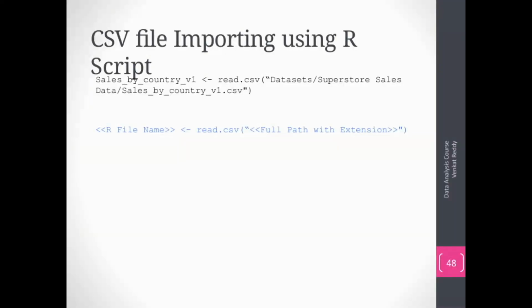The key point here is that reading CSV files in R is straightforward with the read CSV function. It's a versatile way to load your data into R for analysis. Understanding the file path is crucial. It needs to be accurate for R to locate and load your data successfully.